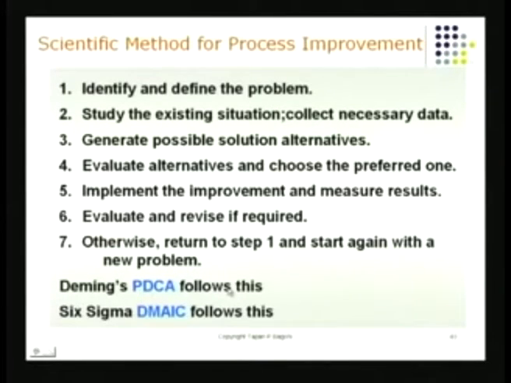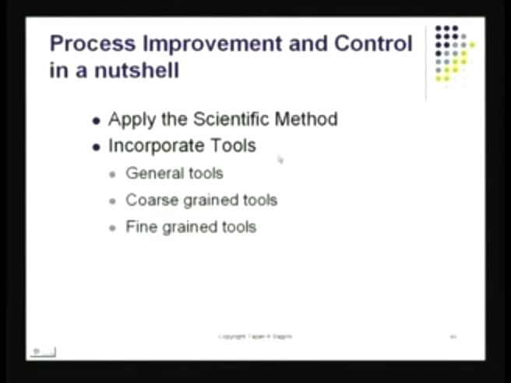Deming's PDCA does this, and the latest method, Six Sigma DMAIC, also does things that are quite similar to this, except that the methods are more sophisticated. You are still approaching the whole task in a scientific manner. In fact, I could really do process improvement and quality control. If I could put this in a nutshell, I'll say apply scientific methods and use the right tools: use some general tools, use some special tools, and use some very fine grade tools.